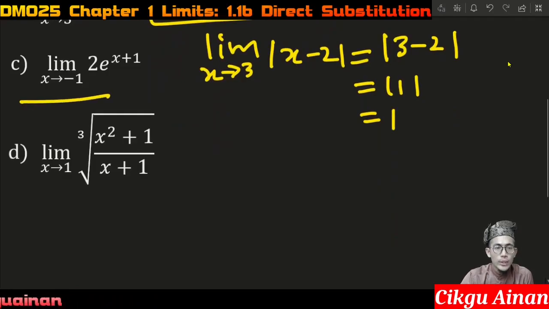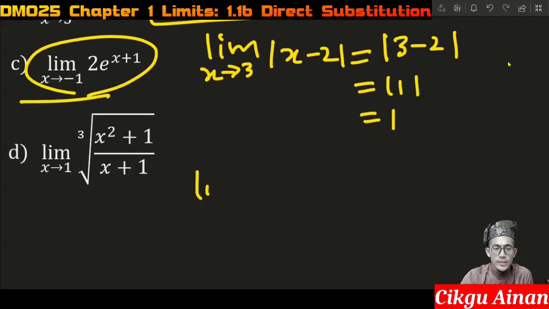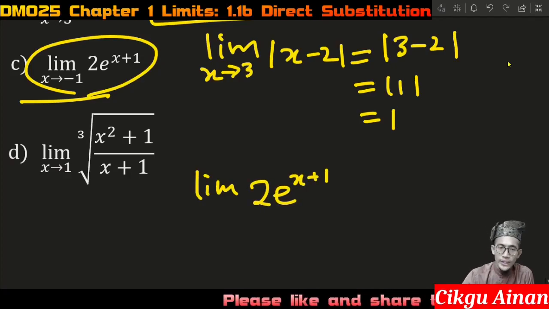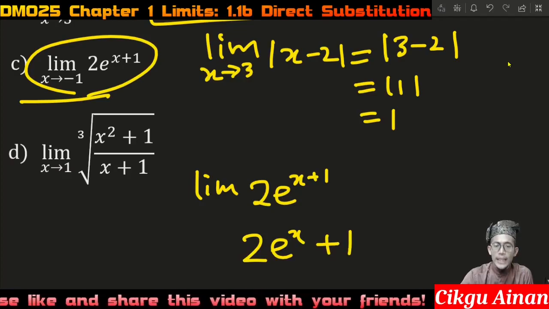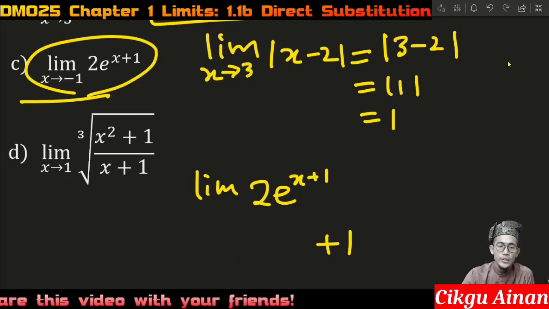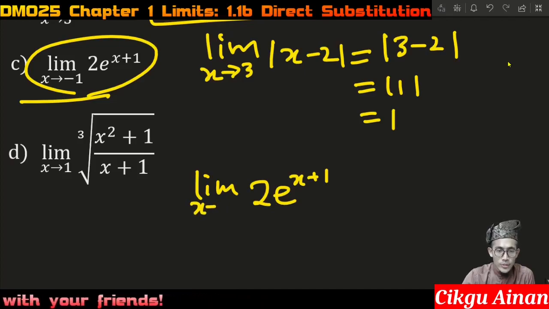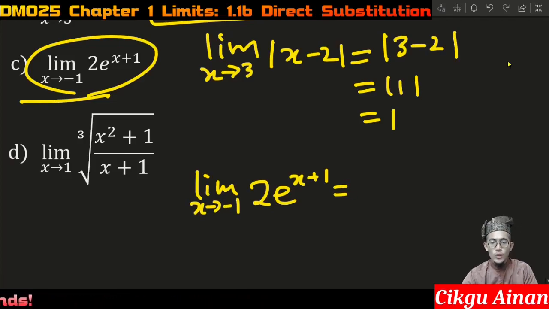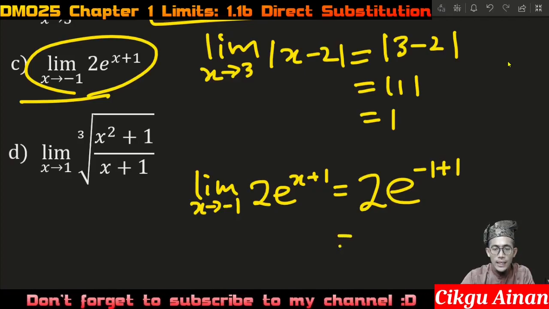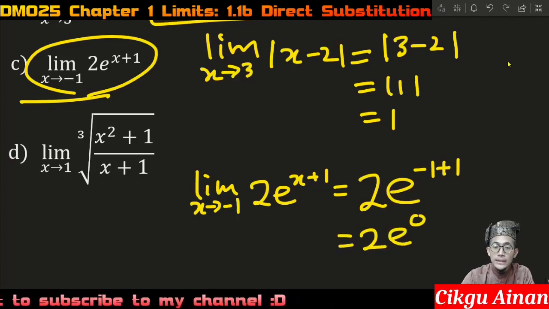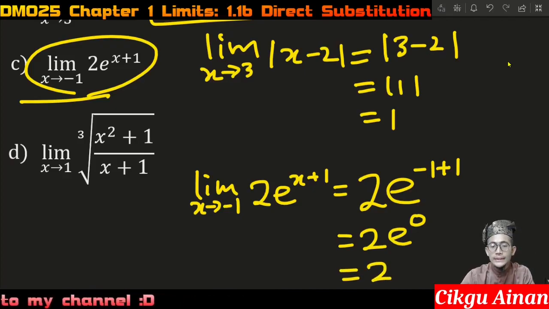Now next, this one. The exponent question. So we want to know the limit of 2 times e to the power of x plus 1. As you can see over here, this x plus 1 is the power. It's not 2e to the x, plus 1. This one is different. Please take note. As x approaches minus 1, we can use the direct substitution method. So 2e to the power of minus 1 plus 1. The exponent minus 1 plus 1 is 0. e to the power of 0 is 1. So the answer is 2.